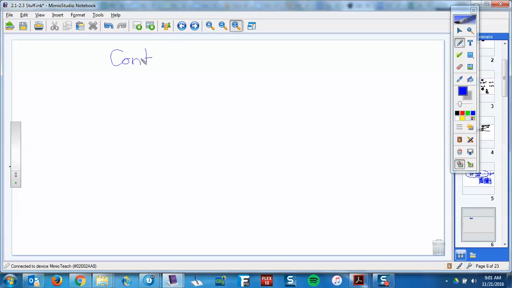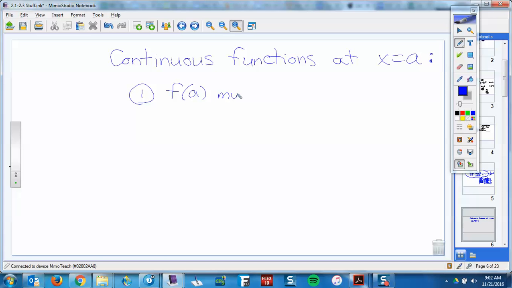Okay, so continuity. Let's talk about continuous functions at x equals a. So we're talking about at a point. Now, to be a continuous function, it has to be continuous all the time. Or if we say, is the function continuous on this interval, then it has to be continuous at all the points in between there. Okay, that kind of thing. So there's three things that have to happen. F of a, he was using c, but f of a must be defined. Okay, there has to be an output there.